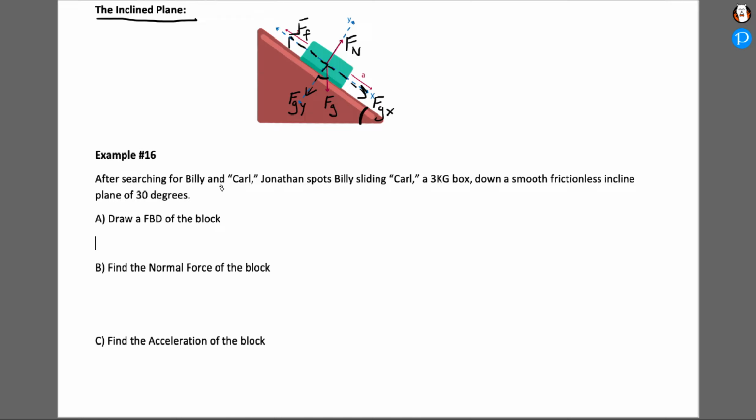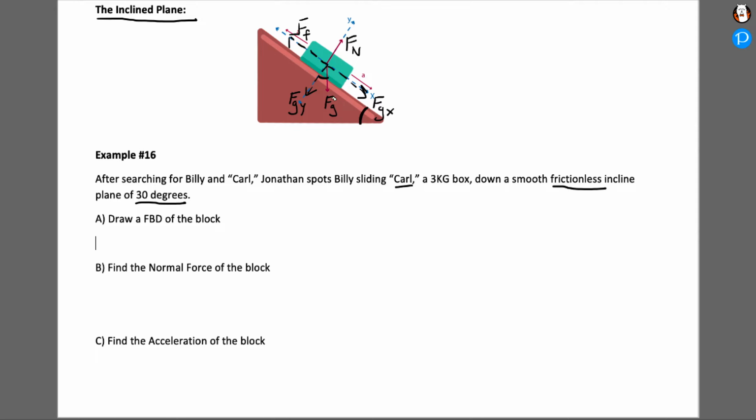So let's take a look at this first example right here. We've got Billy and Carl, and Billy is sliding Carl. Carl is a box, by the way. He's sliding Carl, which is a 3-kilogram box, down a smooth, frictionless incline that has an incline of 30 degrees. They want us to draw an FBD, which just means free body diagram. It's just another way of saying a force diagram for the box.